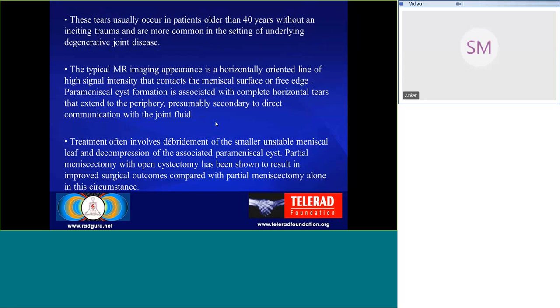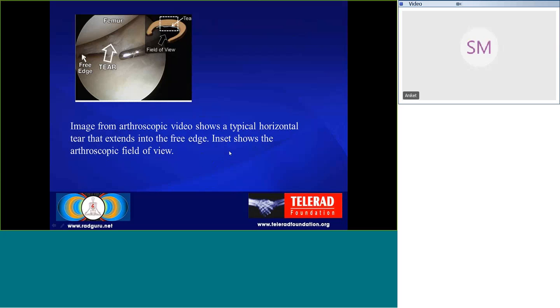The typical MR appearance is a horizontally oriented line of high signal intensity that contacts the meniscal surface or the free edge. Parameniscal cyst formation is associated with complete horizontal tears that extend peripherally, due to direct communication of the tear with the joint fluid, and then seepage and forming of the cyst. The treatment often involves debridement of the smaller unstable meniscal leaf as well as decompression of the associated parameniscal cyst. Partial meniscectomy is the mode of treatment.